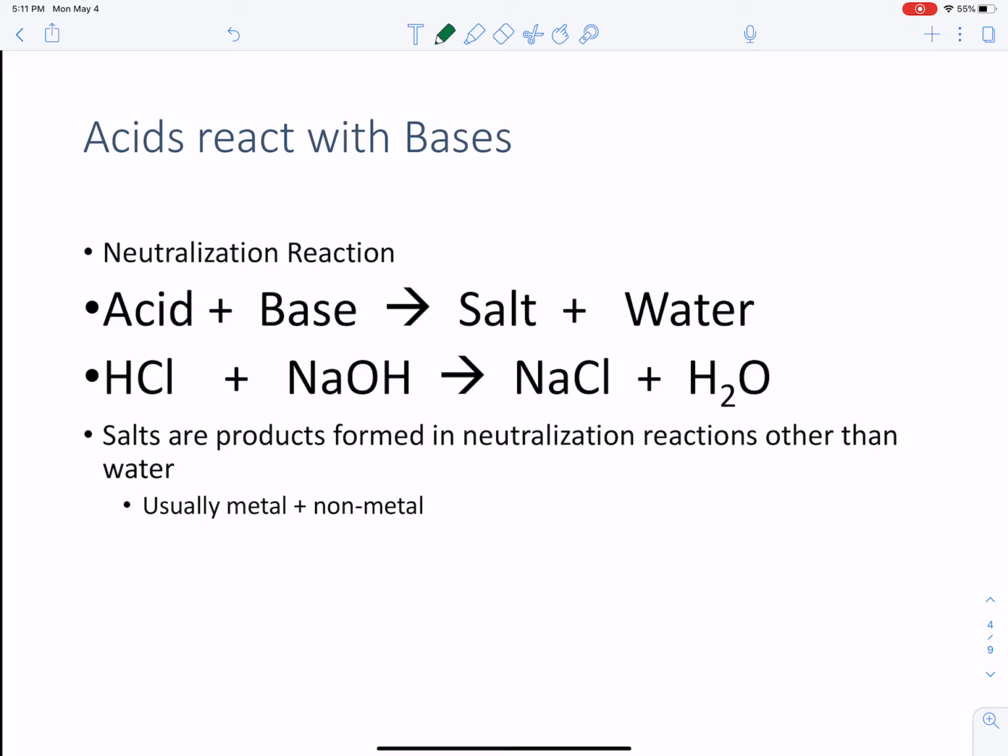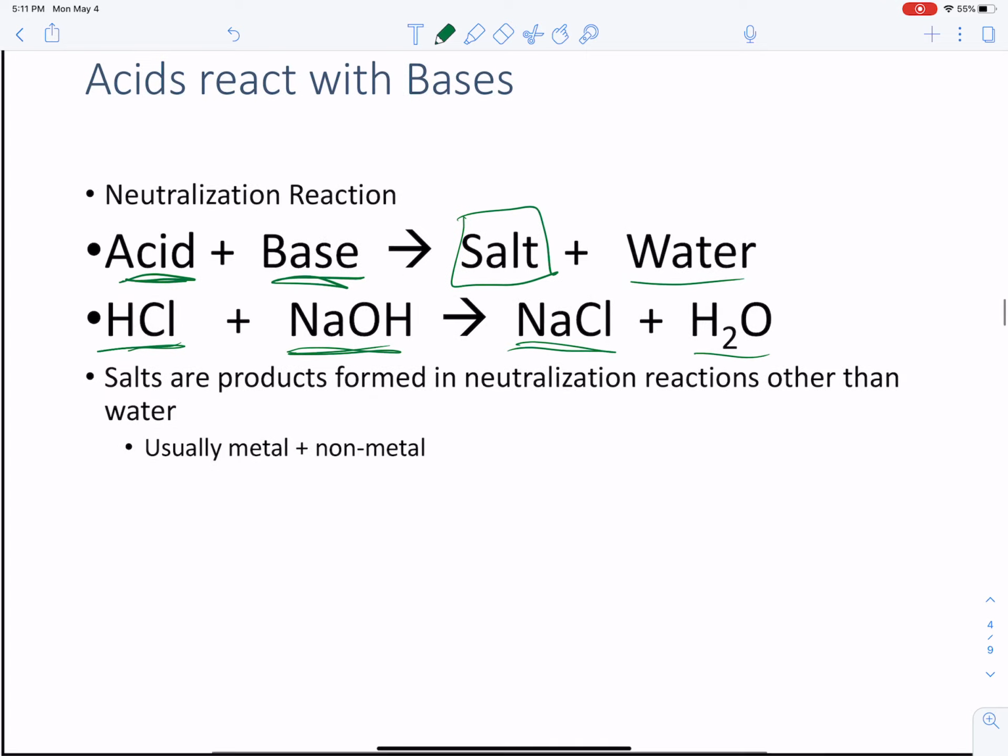So you got to understand some things about acids and bases. One is there's something called a neutralization reaction. If I take an acid and I react it with a base, I'm going to produce a salt and I'm going to produce water every time. So if it takes hydrochloric acid, I can react it with sodium hydroxide. That produces sodium chloride and water. So the salt is usually a metal and a nonmetal. And we see this neutralization reaction occur.